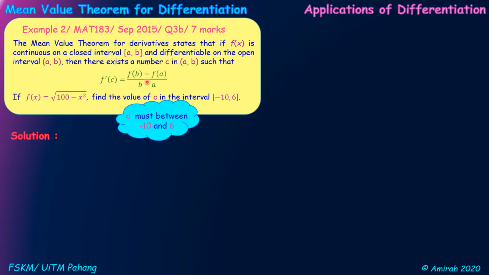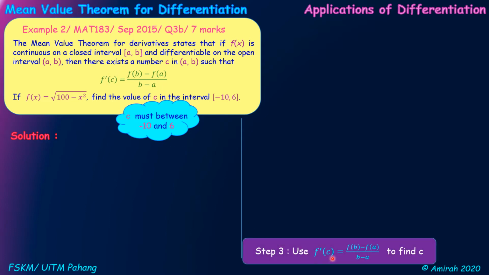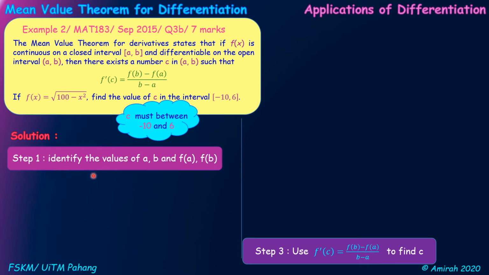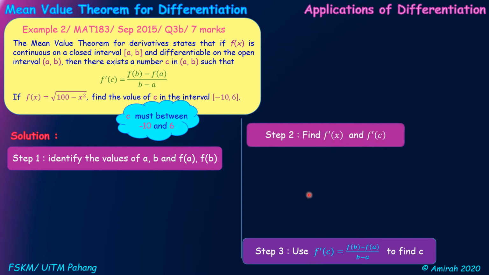Alright. So from here, we have the formula f'(c) equals (f(b) minus f(a)) over (b minus a). To use this formula, first we need to find a, b, f(a), f(b). So step 1, identify the values of a and b and f(a), f(b). And then from this theorem, we also have f'(c). So step 2, we need to find f'(c). But before we find f'(c), we need to find f'(x) first.